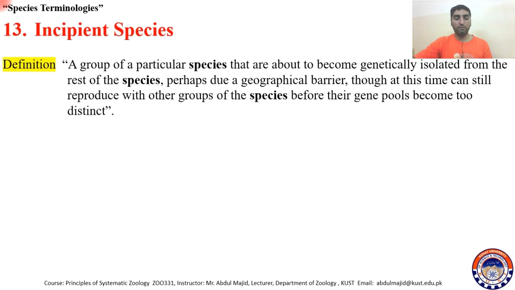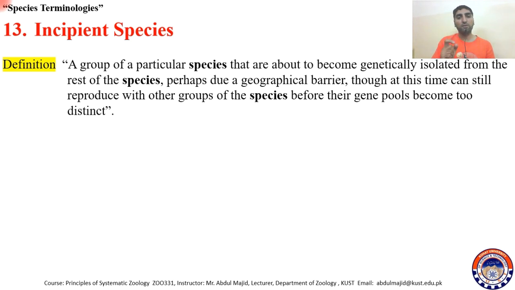Another species is the incipient species, or sometimes it is also known as semi-species. In speciation we have different stages. For example, a species becomes geographically isolated, and then changes start accumulating in them, and with the passage of time they become different and different, and at the last stage they become very different. Now it becomes an isolated species. So the incipient species is one of the stages in between.